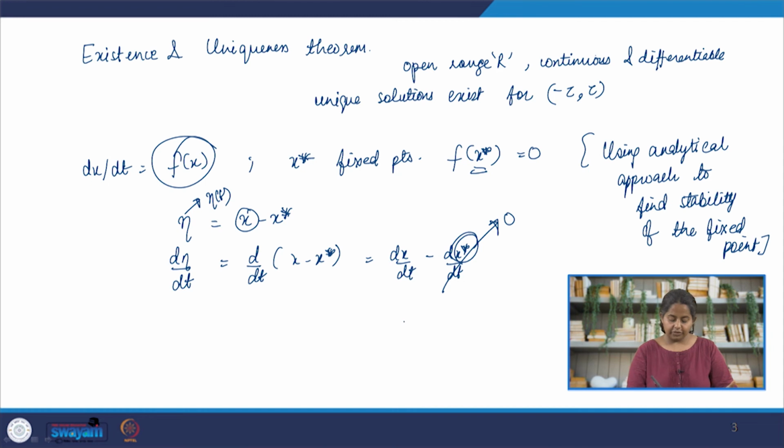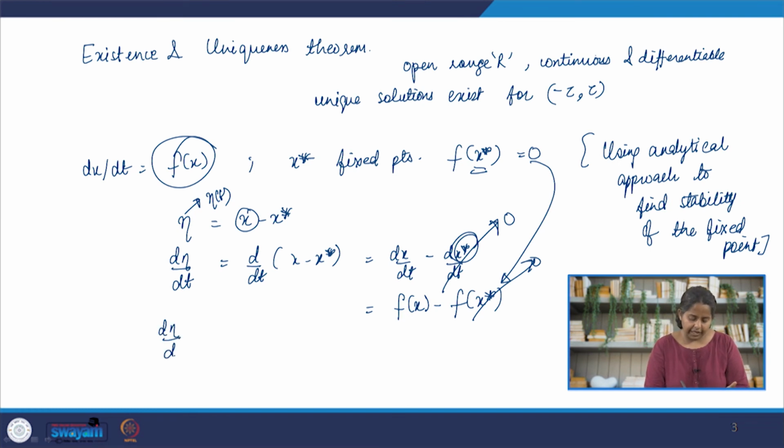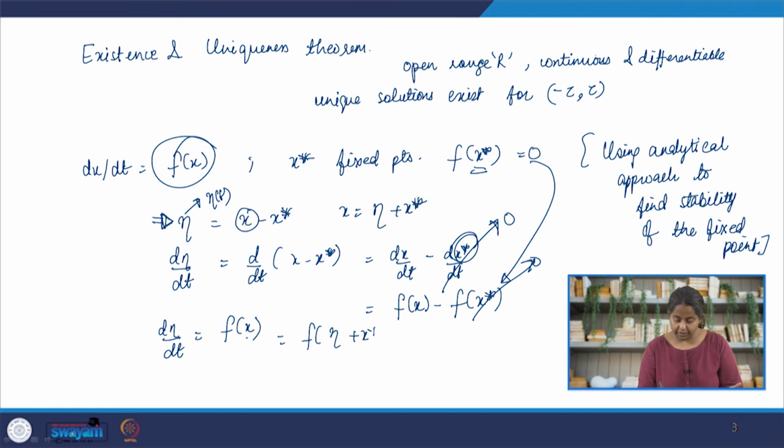Why will it be 0? Because what we have ended up with is basically f(x) minus f(x star), and we know this is a fixed point, so this is equal to 0. So now the rate at which the perturbation is changing is given by this. We can apply Taylor's theorem here to linearize. If you go back to this particular equation, you can see that x is equal to the perturbation plus the fixed point.